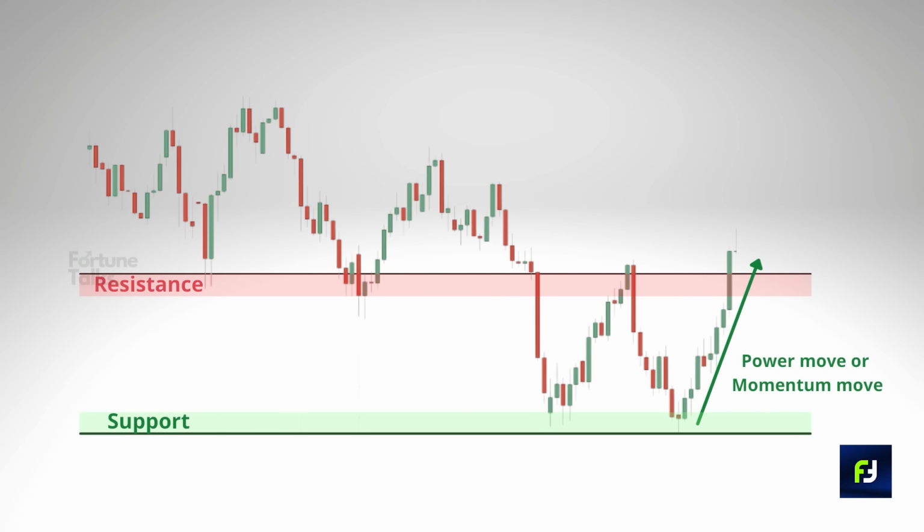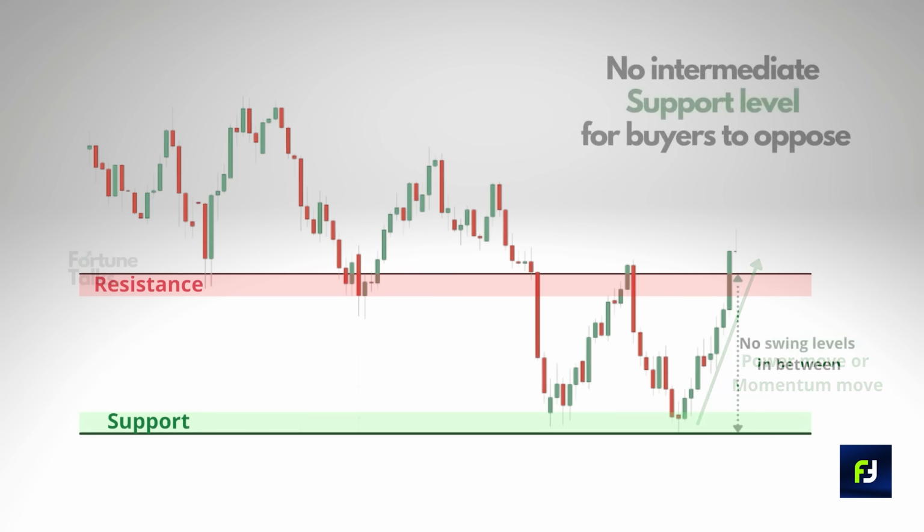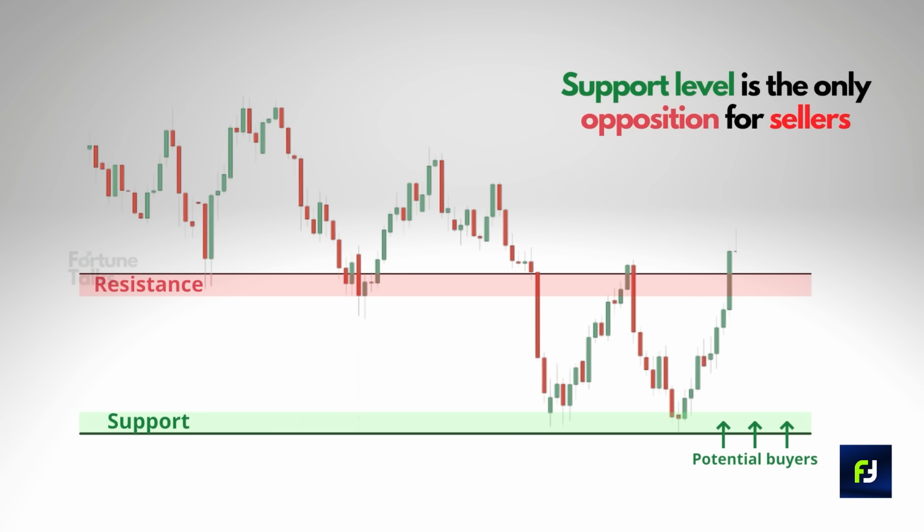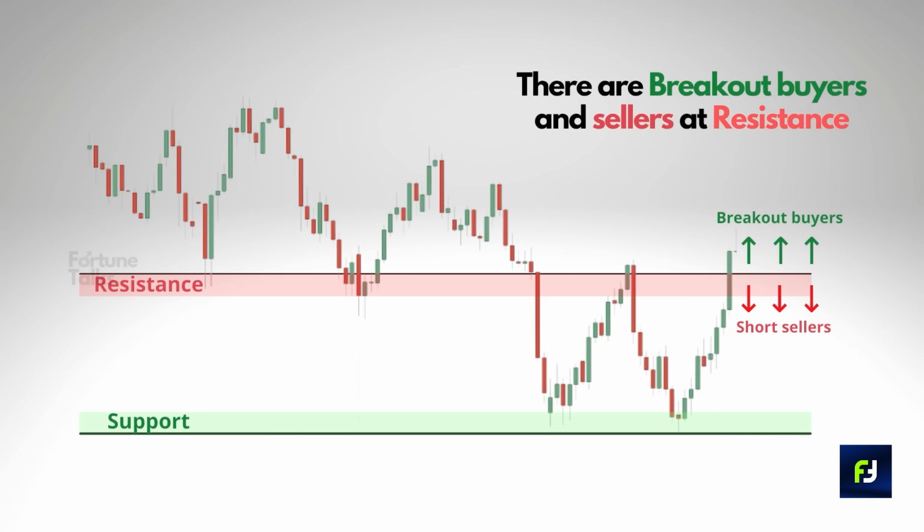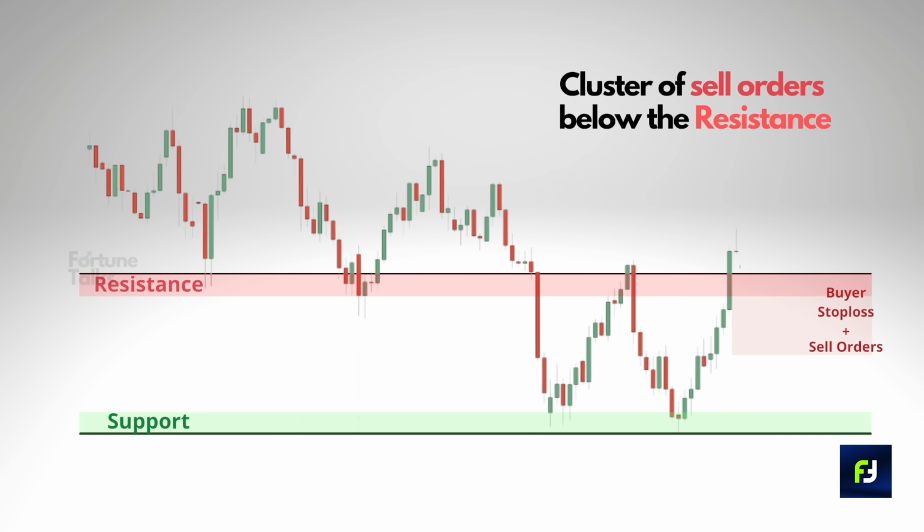In this case, let's talk about a resistance level. It means that there are no intermediate swing levels to support these higher prices, or there are no obvious levels for the buyers to come in to oppose the sellers if they sell at the resistance. Now the only possible area for buying is the previous support level, and so there will be a lot of sellers waiting at the resistance to sell, and also a lot of buyers who look to buy the breakout, who place their stop losses below the resistance.